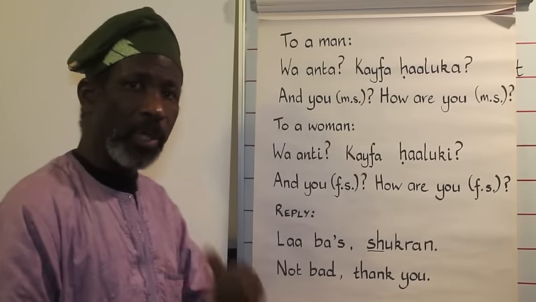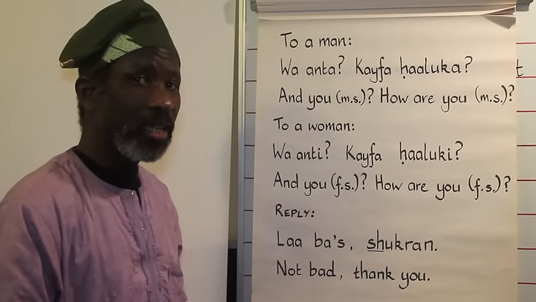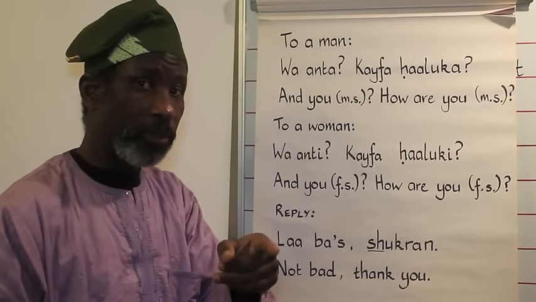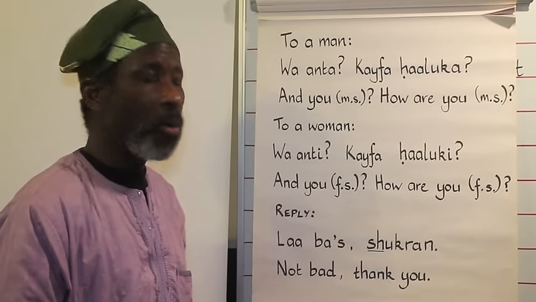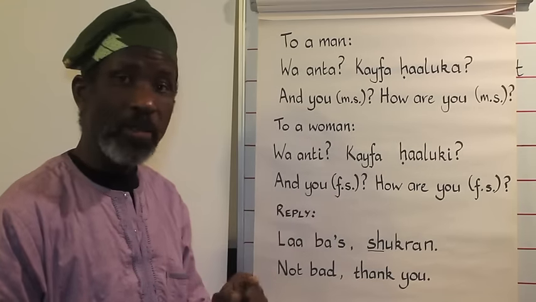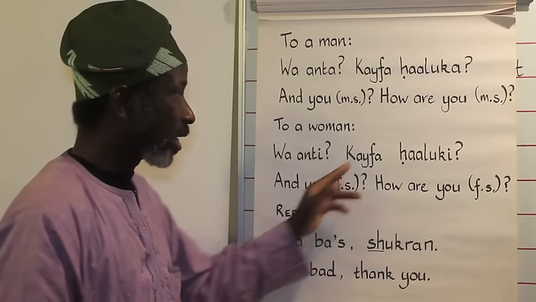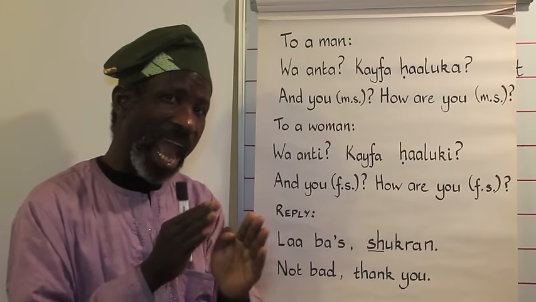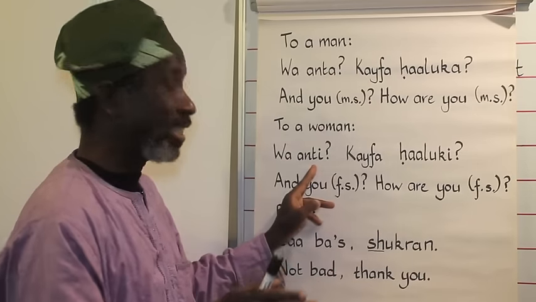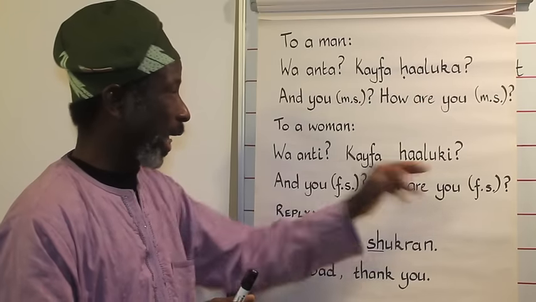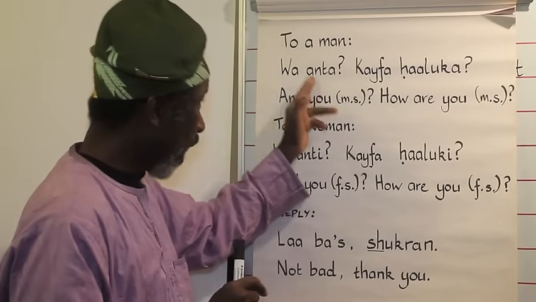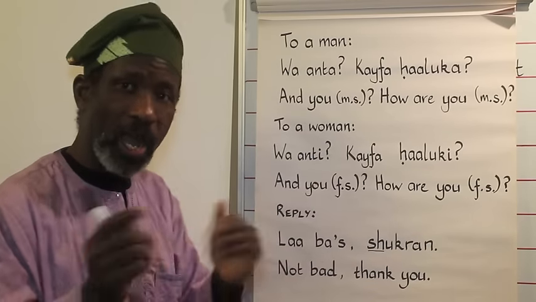Right, next page is wa anta. You may remember this from before. Wa means and, anta means you, speaking to a male. Kaifa haluka, how are you? Wa anta, kaifa haluka. Wa anti, now you are speaking to a female. Wa anti, you. Kaifa haluki. So look, the endings are tailored to the person you are speaking to in terms of gender. Anta becomes anti. Haluka becomes haluki. So wa anta kaifa haluka, wa anti kaifa haluki.